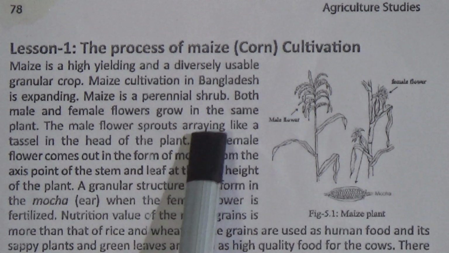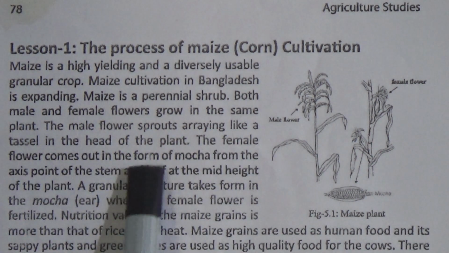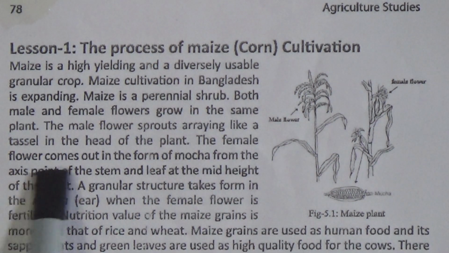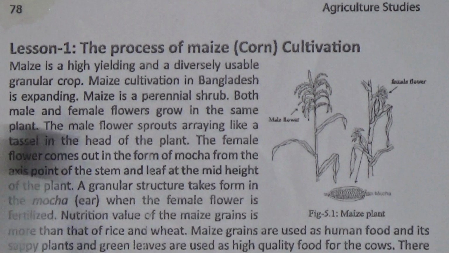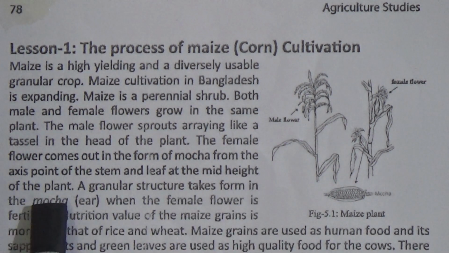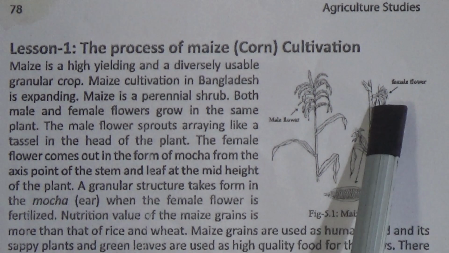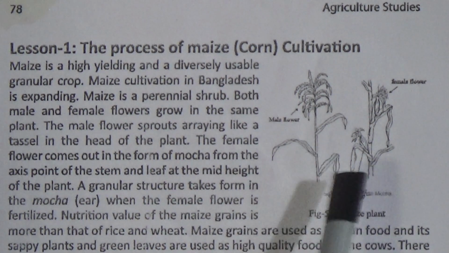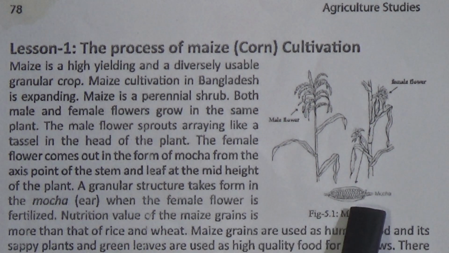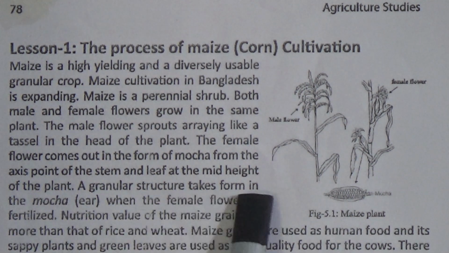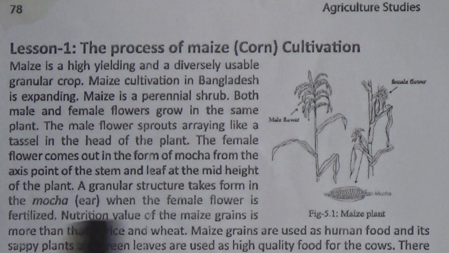The male flower sprouts airing like a tassel in the head of the plant. See, here it's given, this is the male flower. And the female flower comes out in the form of mocha from the axis point of the stem and leaf at the mid-height point of the plant. See, here this is the female flower, that means this one, the mocha. This is the complete fruit when the corn grows. Okay, now a granular structure takes form in the mocha, that is air, when the female flower is fertilized.